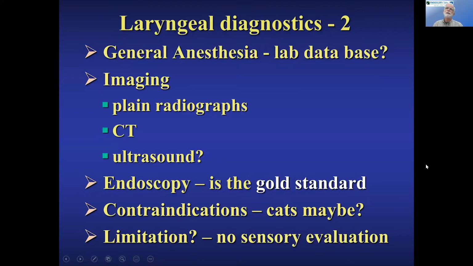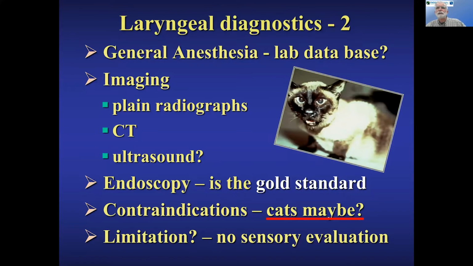Additional diagnostics. Well, they're going to be under anesthesia, so we need to know about maybe a lab base, whatever your clinic or hospital recommends or needs, age of the animal. There are various imaging things we can talk about very briefly. Plain rads of the larynx and trachea, CT, ultrasound, we'll mention those just in passing. And the endoscopy is the gold standard. That's the thing that we're going to focus on. Maybe there's a contraindication in cats, maybe not. I put that in there because cats, in my experience at least, really kind of hide their degree of respiratory distress.